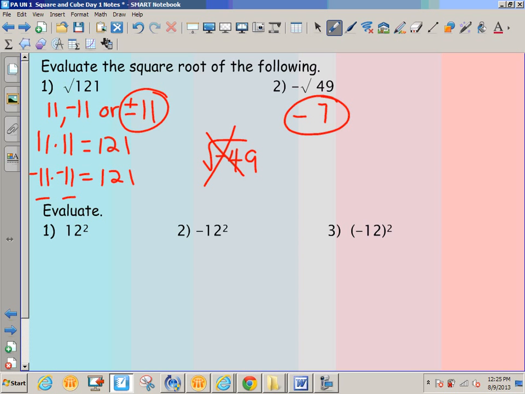Moving on. Now we're going to evaluate some squares. You'll notice that 1, 2, and 3 look very much alike. You're evaluating some sort of 12 and you're squaring it. Well, let's see what that looks like. I want you to write yourself a note right now that says the exponent only applies to the base. And I'll tell you what we mean as we go throughout.